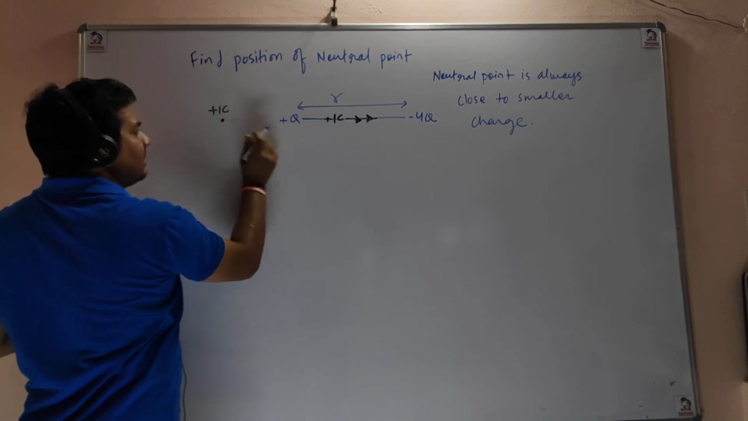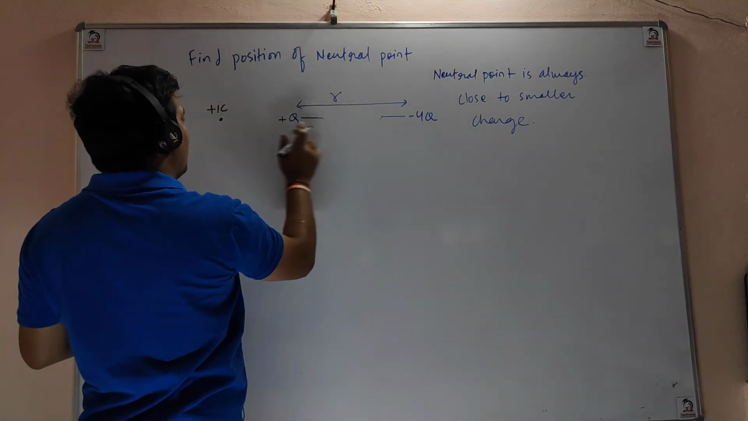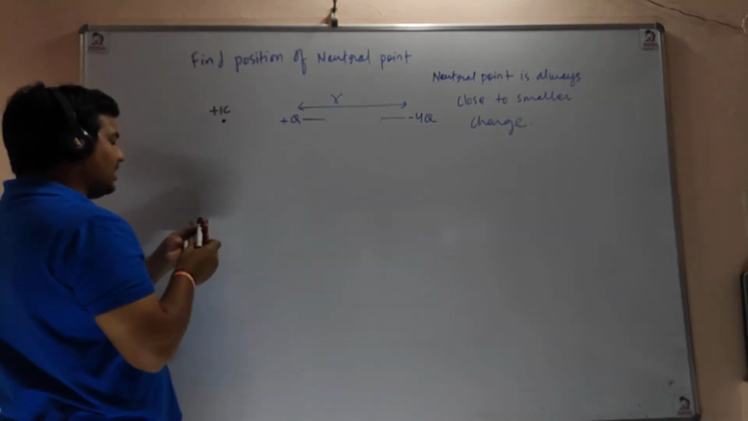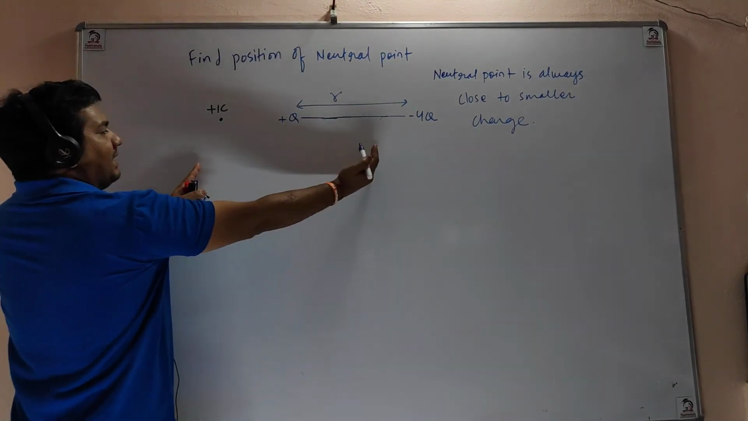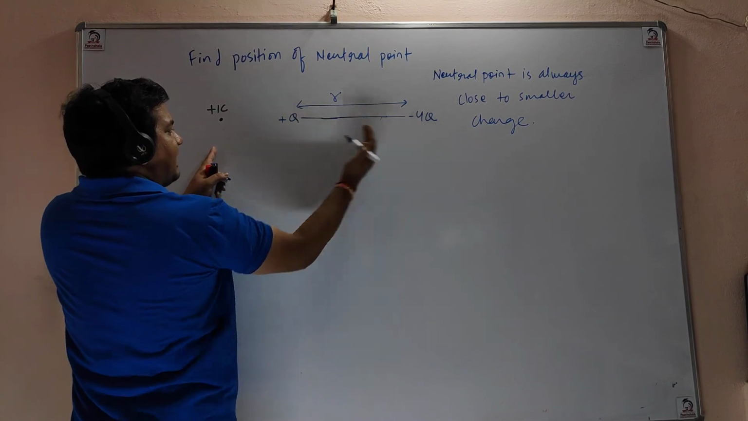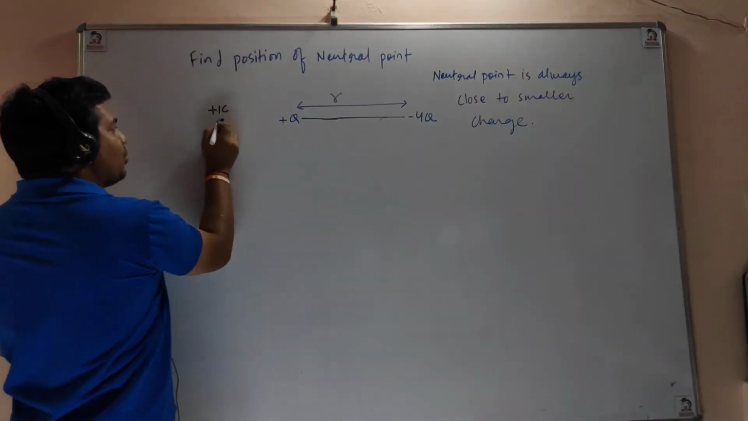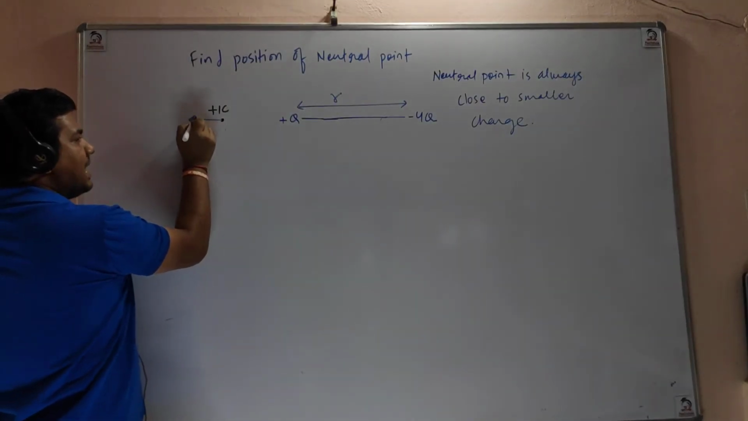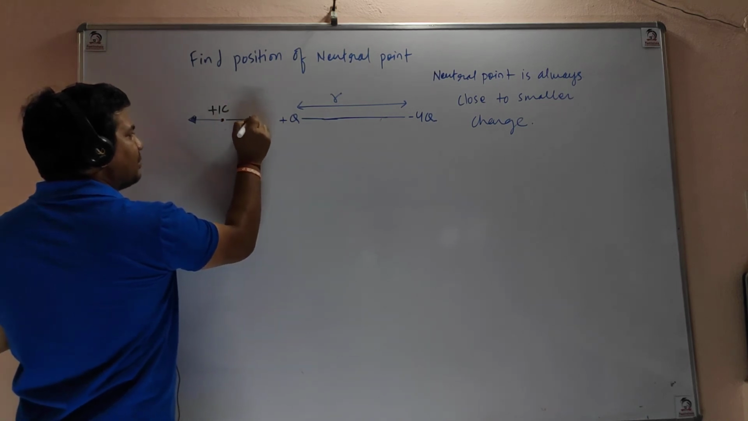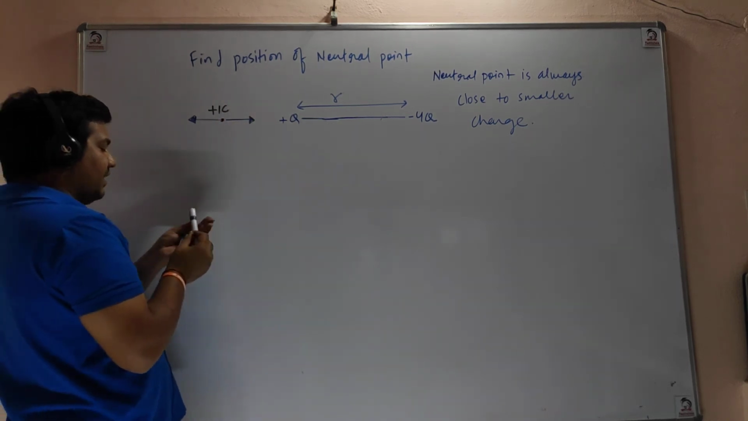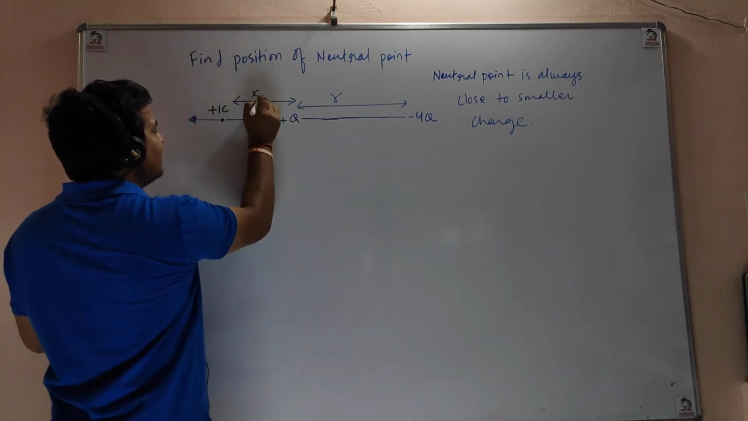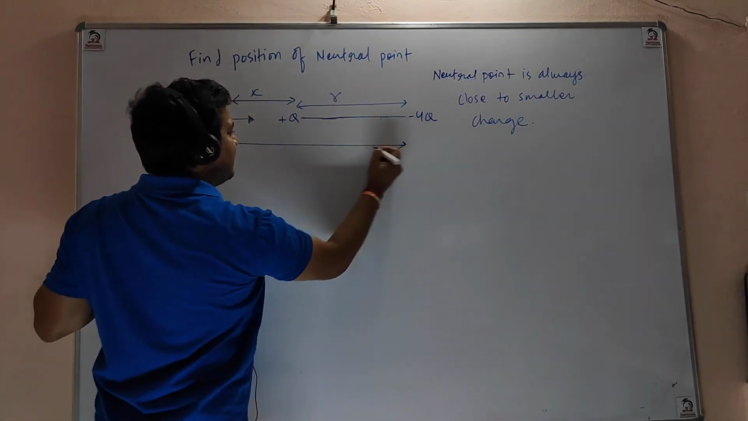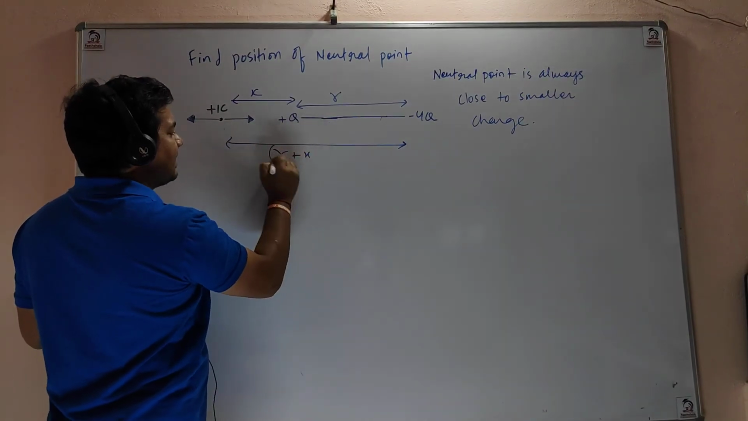Imagine plus 1 coulomb is kept here outside both the charges but closer to plus q. The distance from minus 4q is very big. You can see this distance is big and this distance is smaller. Plus q is going to repel this 1 coulomb and minus 4q is going to attract this 1 coulomb. Suppose the distance between 1 coulomb and plus q is x. So this total distance is r plus x.